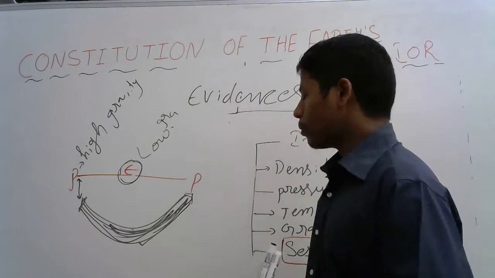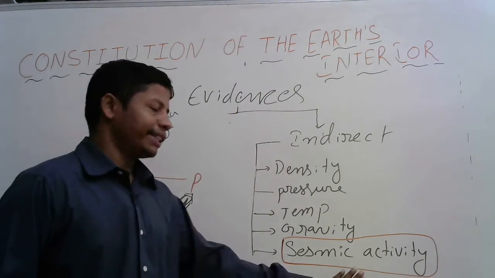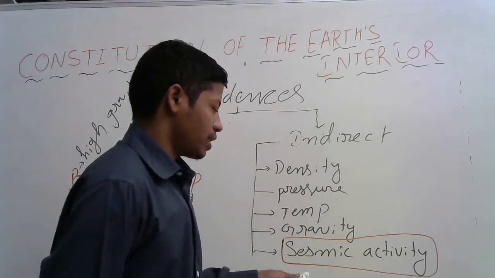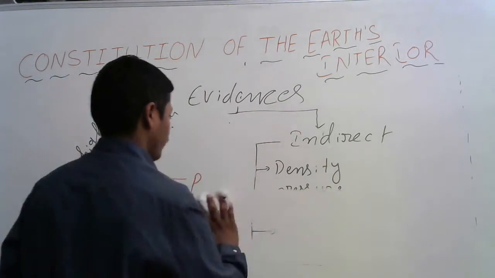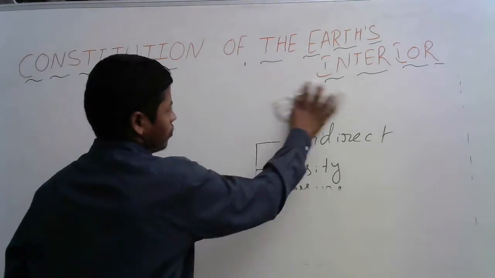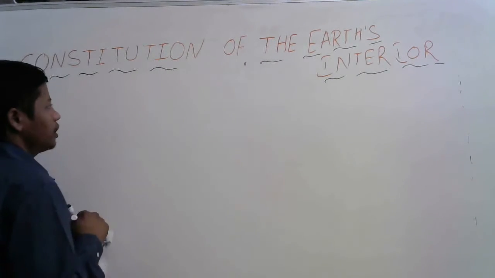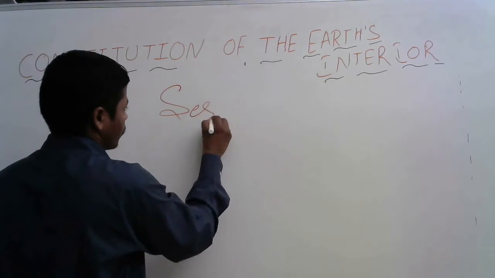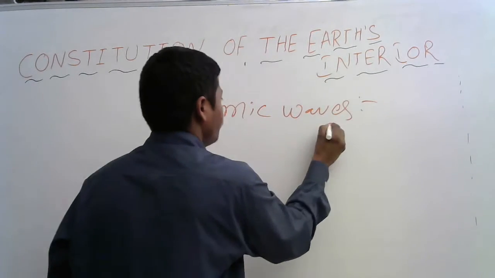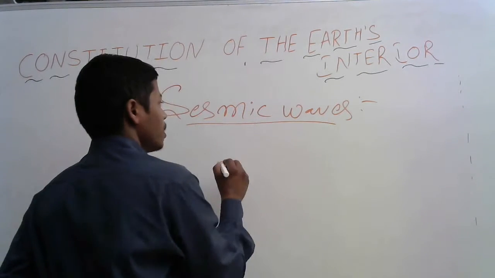Okay, next important indirect source for predicting earth structure is seismic activity. Let's discuss seismic activity, friends. Seismic waves are generated in an earthquake. When an earthquake occurs, seismic waves are generated.